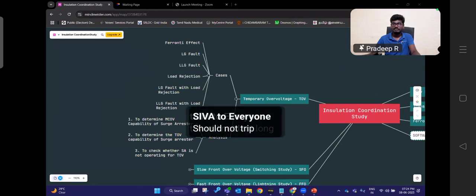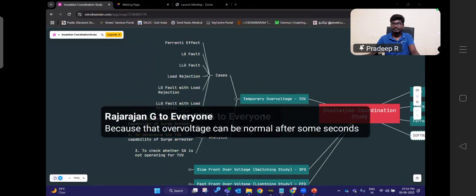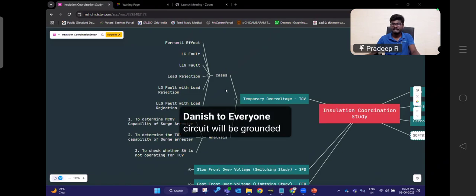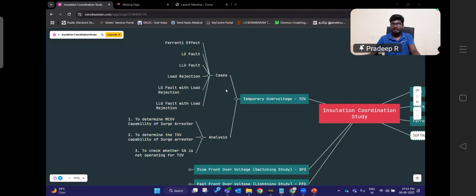Yes, TOV will not last long. It should not trip because that overvoltage can become normal after some seconds. Yes, of course, the circuit will be grounded, not really damaged. So yes, TOV will not last long.